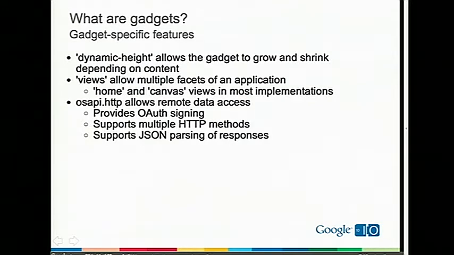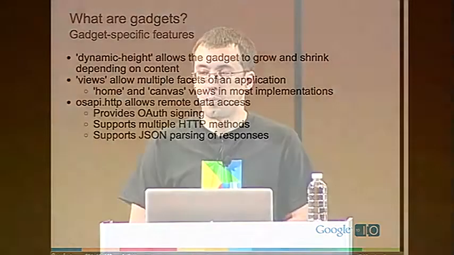So the first one of those is the dynamic height library. And what that lets you do is adjust the size of the gadget based on how much content you have inside, right? So if you have a lot of content, you actually can increase the height of the gadget. If you only want to show a little bit of content, you can shrink the size of the gadget. And basically, take up as little UI space as you need inside of the user's screen real estate.